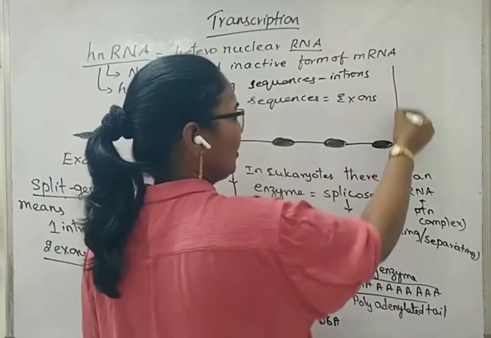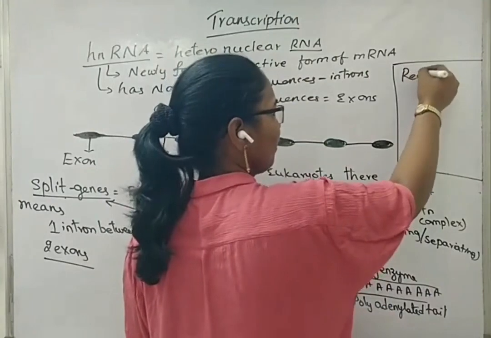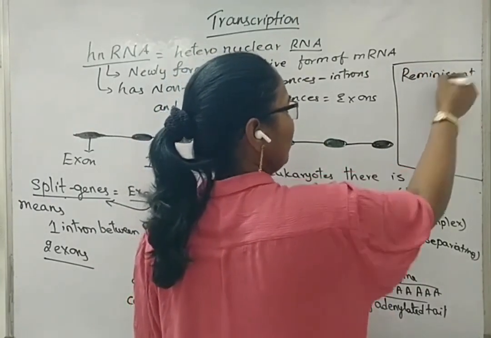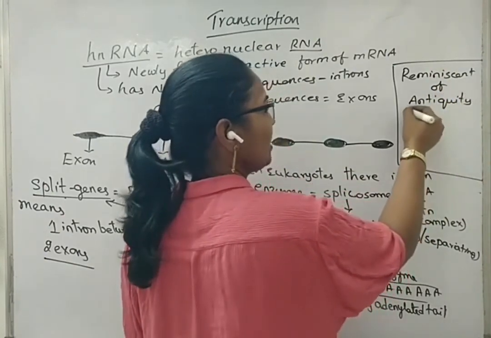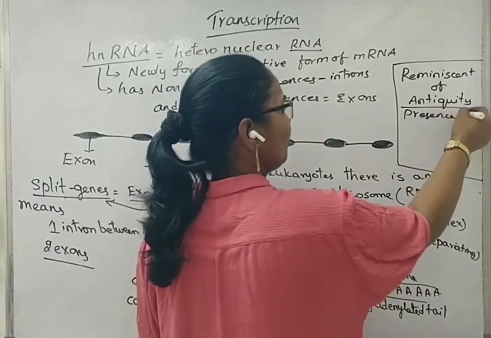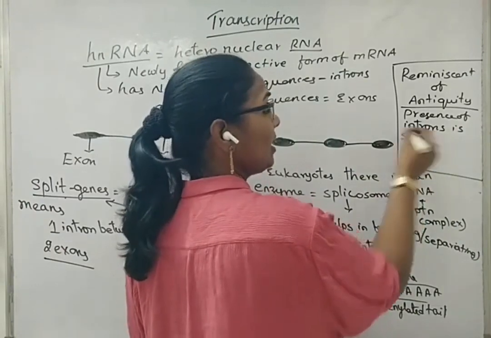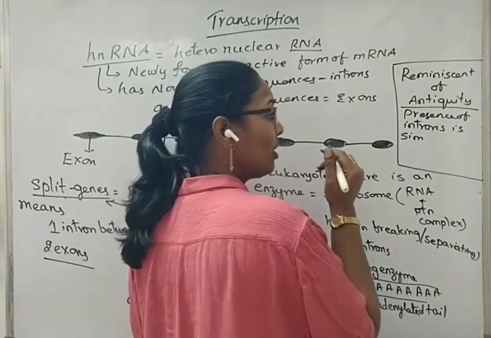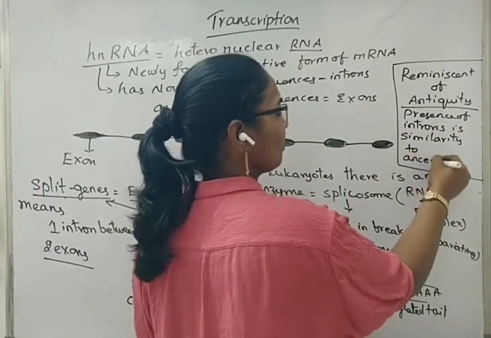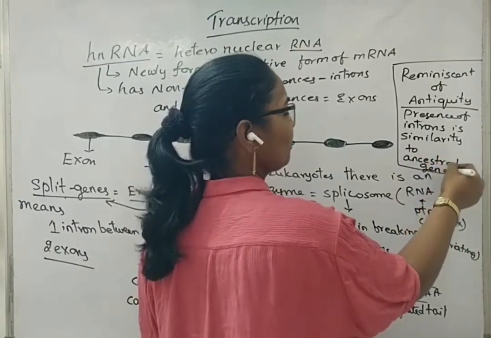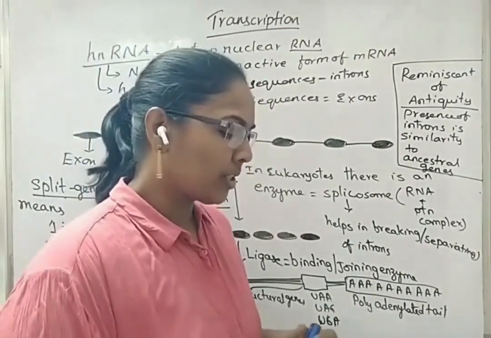Now, in NCERT, we also have another term, that is reminiscent of antiquity. What does this mean? It means that the presence of introns is considered as similarity to ancestral gene characteristic features. Similarity to ancestral genes, that is the meaning of reminiscent of antiquity. And this is about the transcription process.